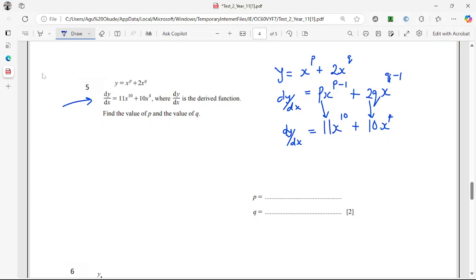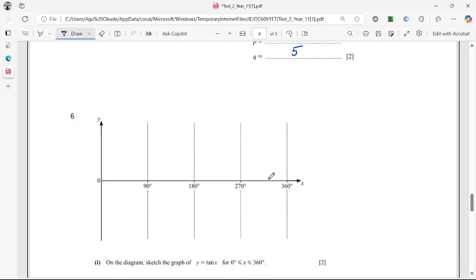The value of p is just 11. So the value of 2q is just equal to 10. For us to get q, divide both sides by 2 again. So 2 cancels out, and the value of q is just 5. So you have to compare and get your letters.